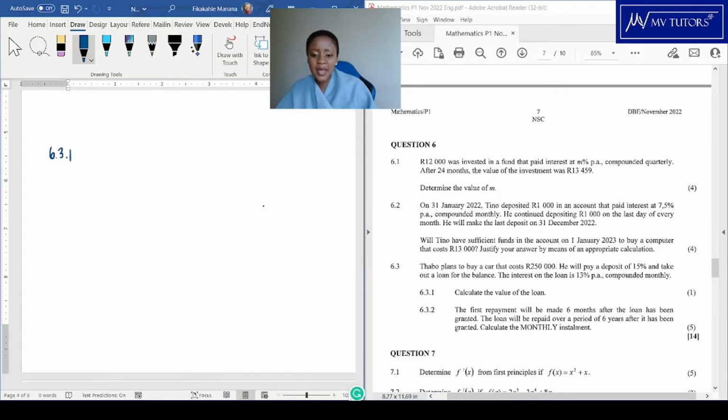So anyway, what do we have here? We have a loan that costs 250,000. He's taking out a deposit. The interest is 13% per annum compounded monthly. Now 6.3.1 says calculate the value of the loan. Remember he took out a deposit, right? So the value of the loan is actually 250,000 minus 15% of the 250,000. Or you could have said basically the value of the loan, 100 minus 15, it's 85% of 250,000. Either way, you're going to get the same answer.